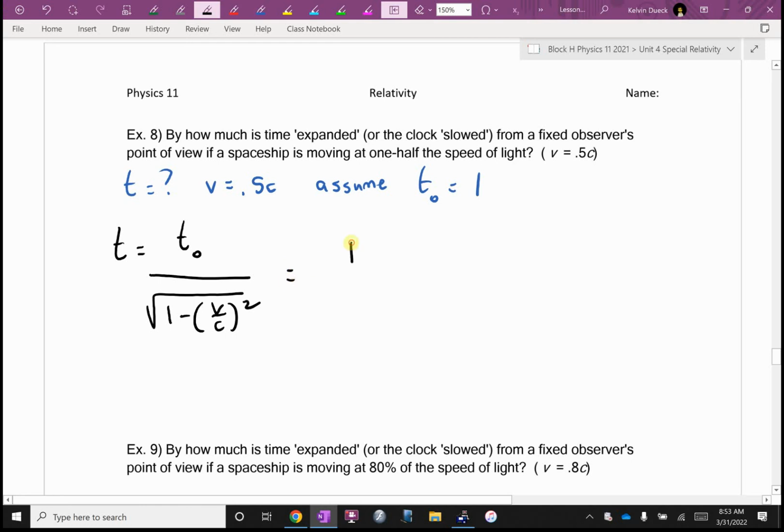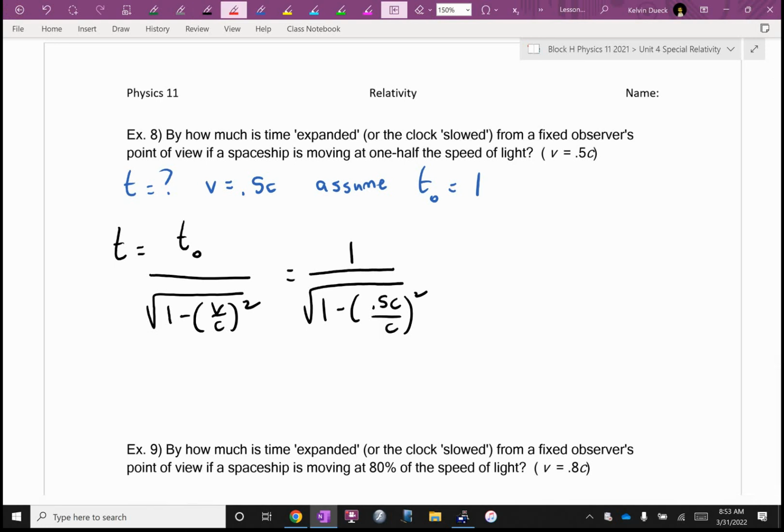And I'll just put in a 1. And 0.5 c over c, all squared. Diego, do you see? Do you see? What do you see?